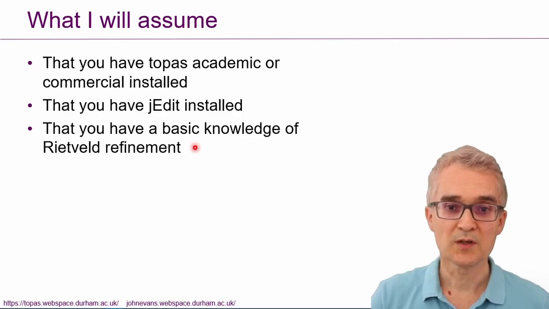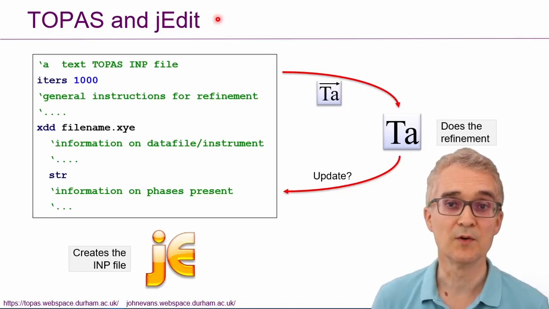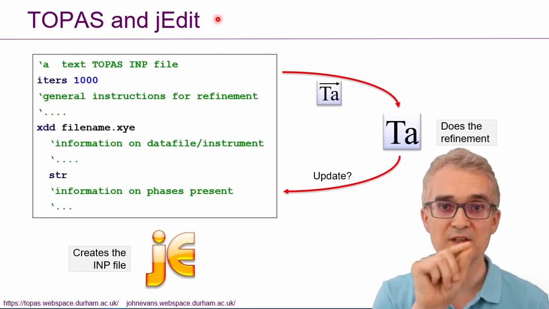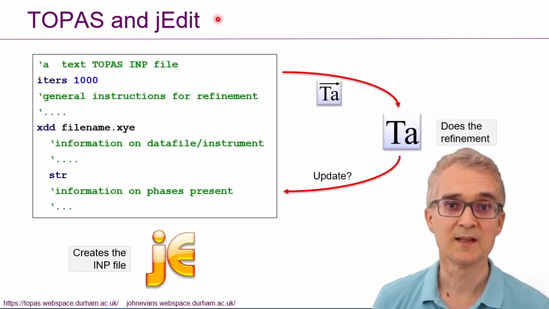So when we work with TOPAS and jEdit, the way that we work is summarized on the screen here. If you've used other Rietveld software, you may be used to using a graphical user interface for interacting with the program. So what you do there is you click on certain icons or tick boxes on the screen to set up the instructions for the Rietveld refinement. Now, TOPAS does have a graphical user interface, but for most things, I find it much quicker to use launch mode and set up all the instructions in what's called an input file. And that's the way that we're going to be working today.